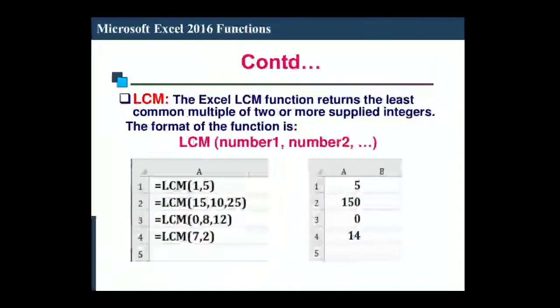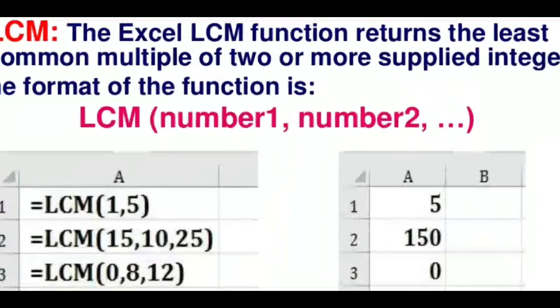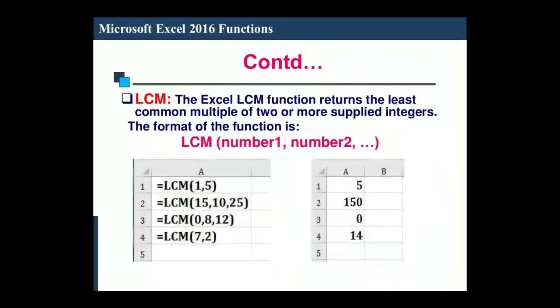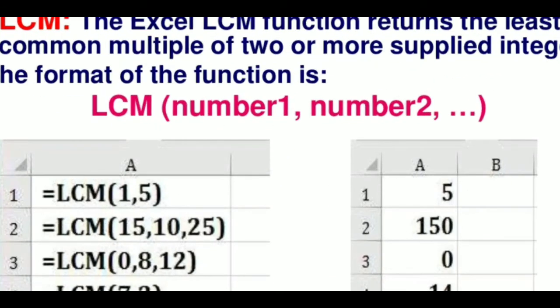Now next function is LCM. LCM function is used to find out the least common multiple of 2 or more supplied integers. Okay, so how to write this function, we can write LCM number 1 comma number 2 and up to any number of values we can write here in the bracket.